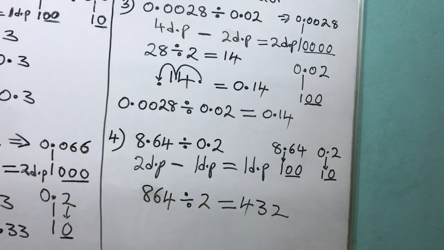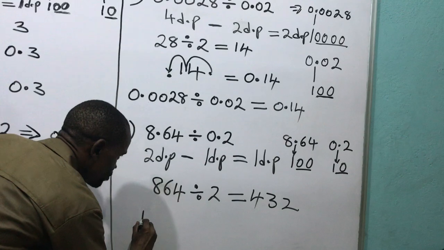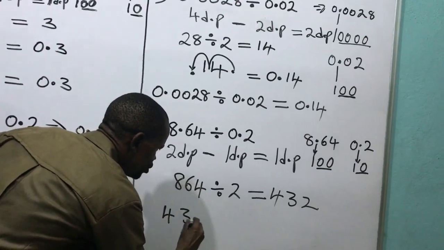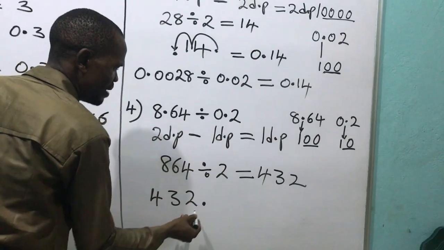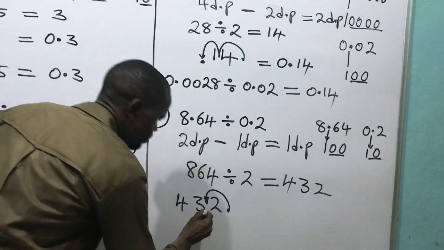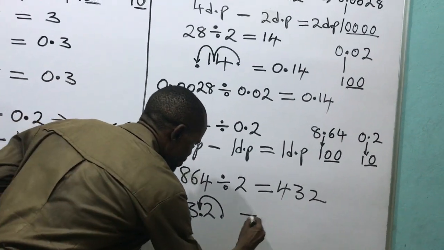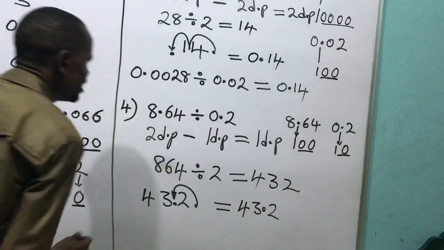And when I have done that, I'm going to return my decimal places here. I'll have 4, 3, 2. Look at where my decimal point is. Then I'm going to return it back by 1 decimal place. I'm going to have my dot here. This is 43.2. And that means that what?